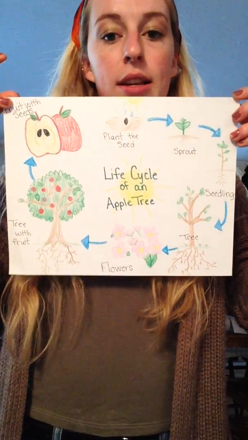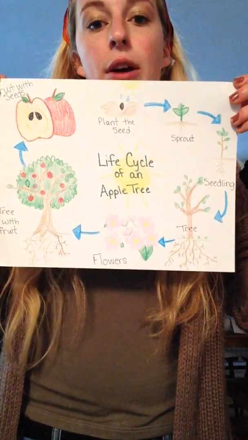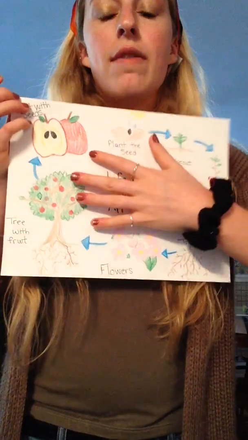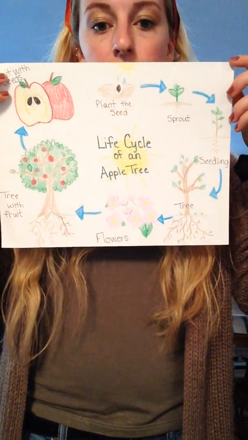Life cycle is just like a sequence. It's the order of how something happens. So it's the order of how the tree grows and lives.